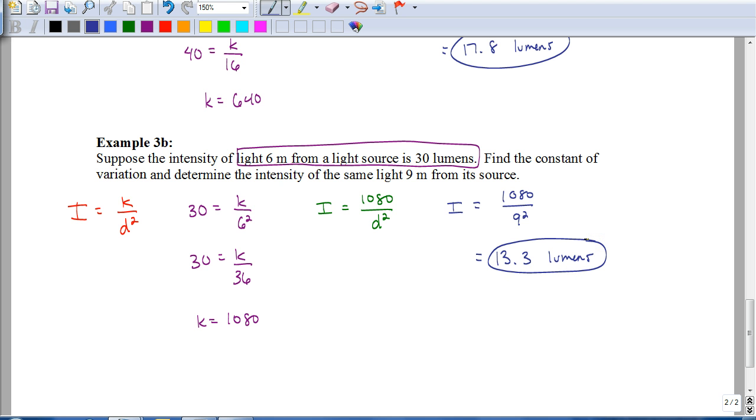Okay, so hopefully you can see that these problems are very similar to what we did yesterday. Just remember, anytime you see the phrase is inversely proportional, it means K divided by something. And remember, if you hear the phrase it's directly proportional, it means K times something. That's the difference between what we did yesterday and what we did today.